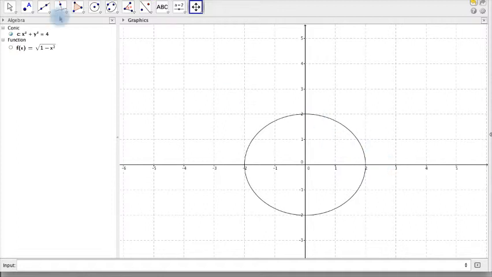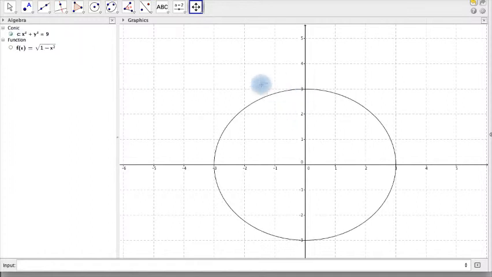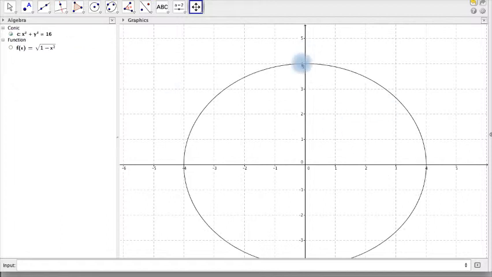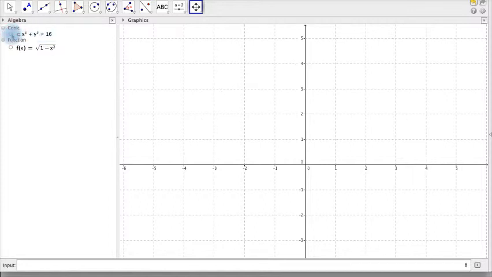Now we can change it from that to 9, and that should cut through 3. So radius is now 3. Or if we want to, we can put it through 16. And now it's out to 4 at the radius, and so on and so forth. So that is a basic circle. So now I'll get rid of that.